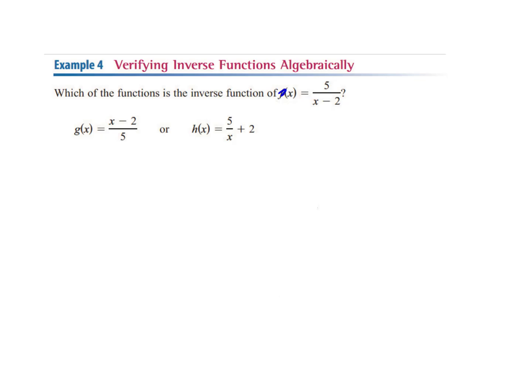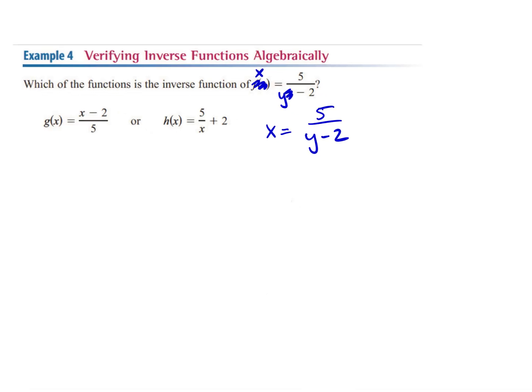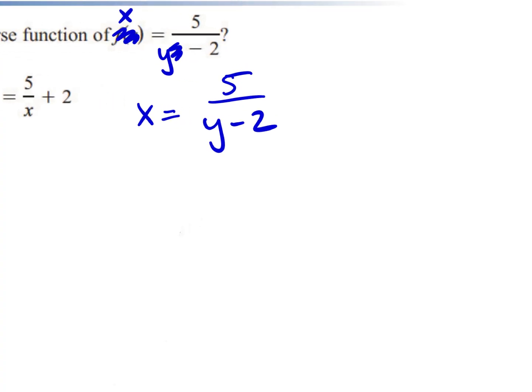So first thing I want to do to find the inverse is what? Switch the x and y, perfect. So the f of x becomes x and the x becomes y. So I have x equals 5 over y minus 2. Now from here, we want to solve for y. What should I do next to solve for y?